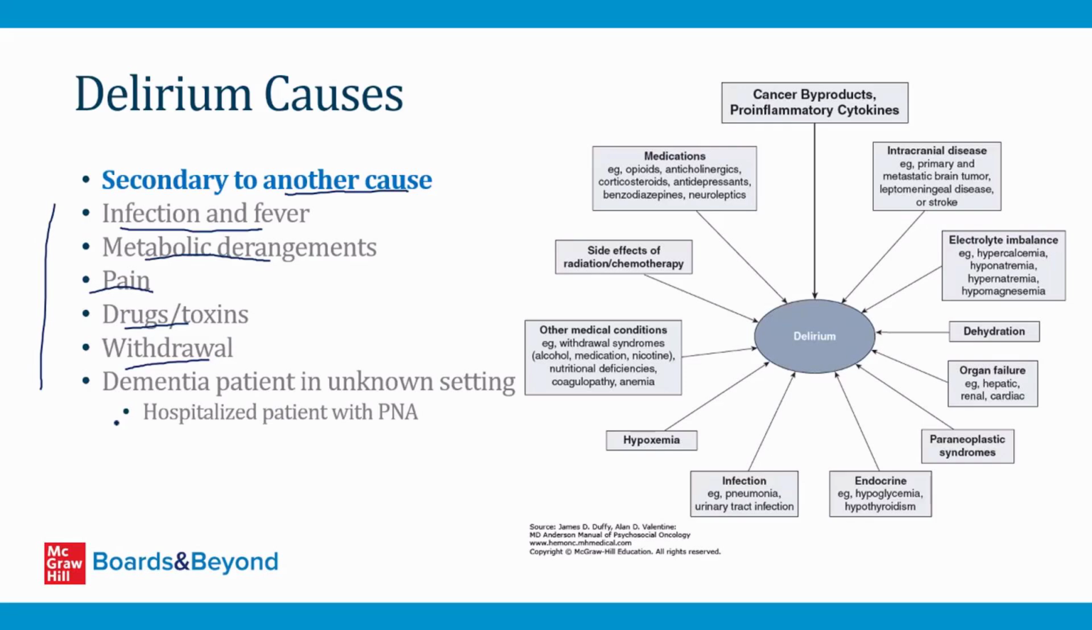Another classic trigger is simply being in an unfamiliar surrounding in a patient who has baseline cognitive dysfunction. So, for example, a patient who has dementia and is put in the hospital and suddenly doesn't recognize the room around them. And in addition, that patient has infection and fever. That is a classic setup to develop delirium. So, hospitalized patients, elderly patients who have baseline dementia and things like pneumonia or sepsis commonly develop delirium for this reason.